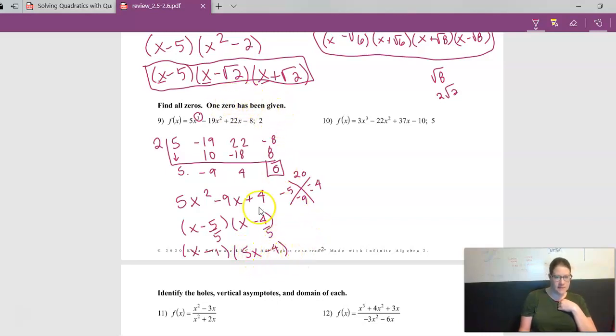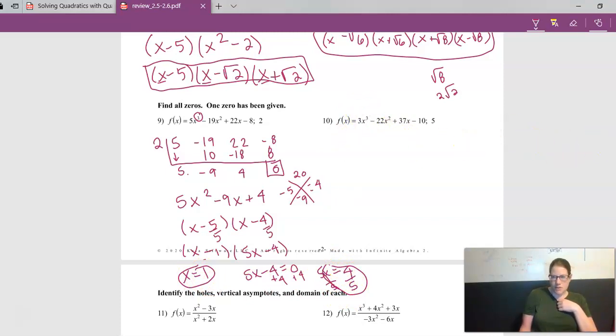But again, we were trying to find the 0, so we've got to take each of these, set them equal to 0, and solve. So for x minus 1, we would have a positive 1. For 5x minus 4, we would add 4 to both sides. So 5x equals 4, and then divide by 5. So x equals 4/5 and 1. Okay, so those are the other two. So I have a 0, 2, 1, and 4/5.